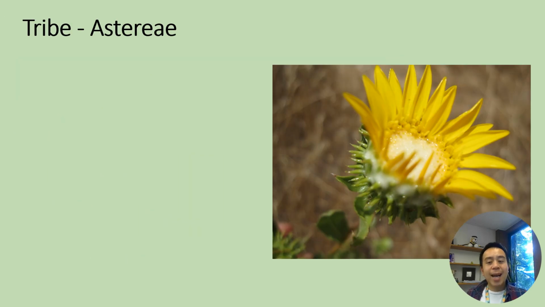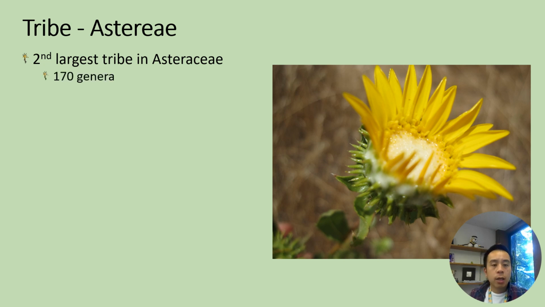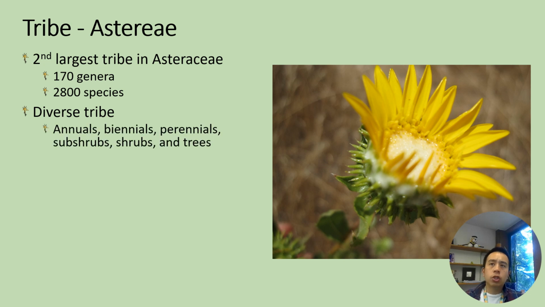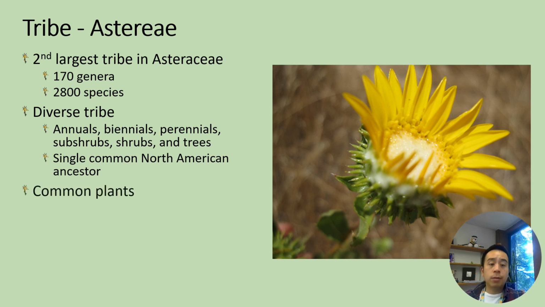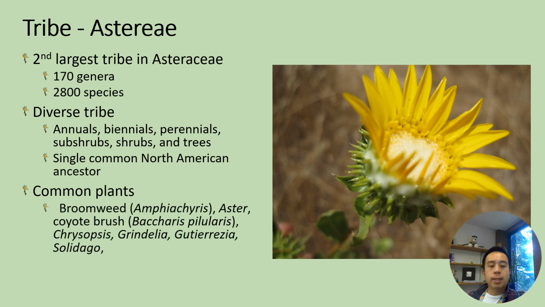Next up, we're going to talk about the Astereae tribe, which is the second largest tribe in the Asteraceae family. There's 170 genera in the Astereae tribe with over 2,800 species, and it's a very diverse tribe with annuals, biennials, perennials, subshrubs, shrubs, and trees, and it has a single common North American ancestor from which it diversified. There are very many common plants that you might be familiar with, like broomweed, asters, coyote brush, sunflowers, grindelia, like this gum plant up there, solidago, and so on.